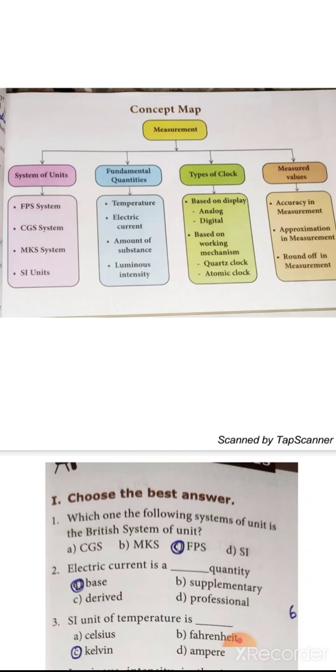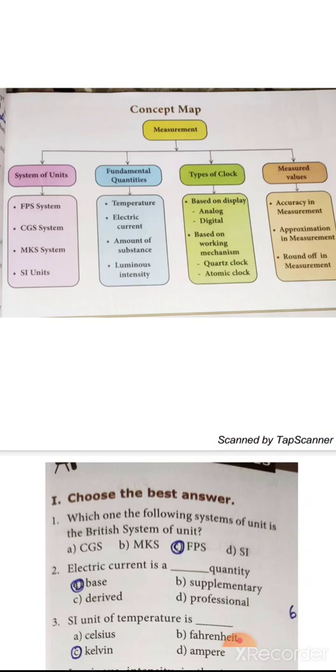The next is electric current. What is the formula? Yes, I equals Q by t, that is, the amount of electric charge by time. Electric charge is measured in coulomb, but the SI unit of electric current is ampere. Next, amount of substance: the amount of matter contained in a body. It is a measure of the number of entities. The SI unit is mole.